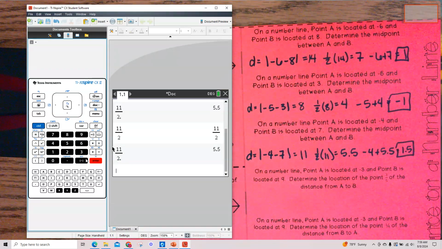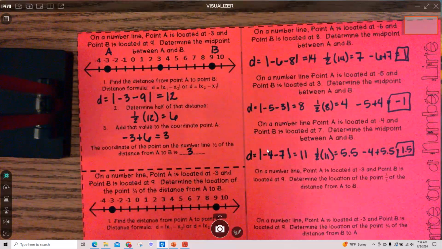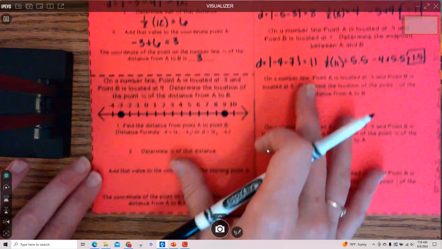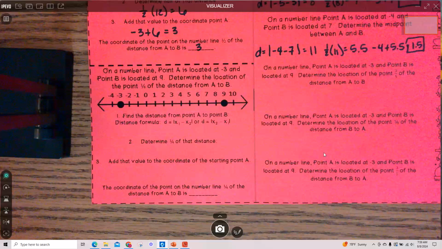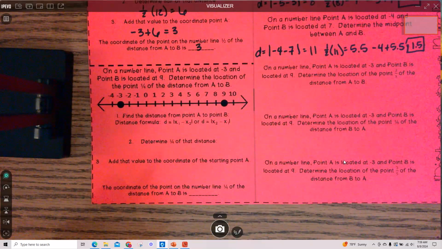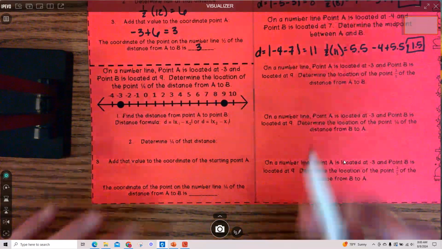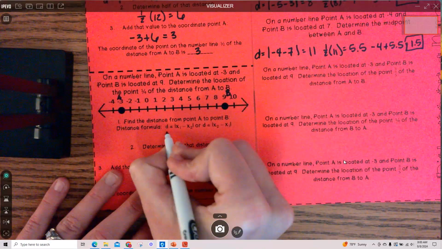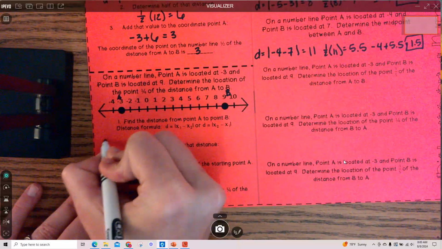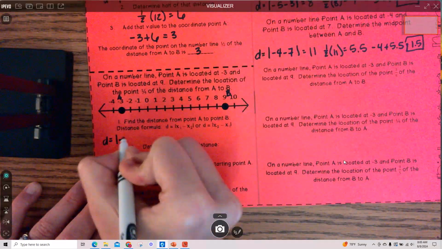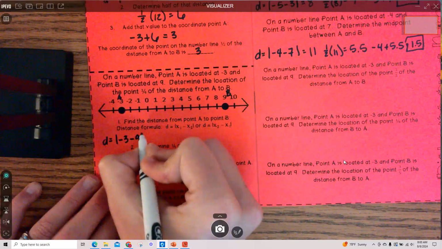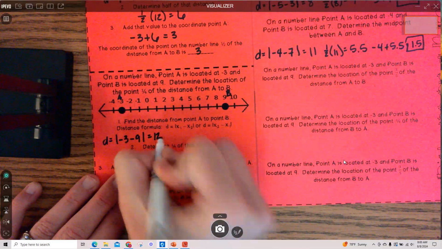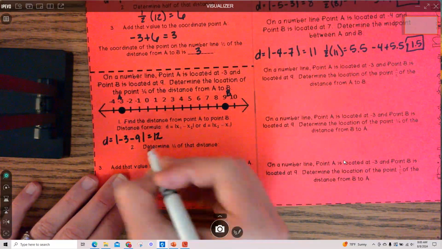Okay. All right. Now, so that's just midpoint. Now we're going to do fractional distances. So on a number line, point A is located at -3 and point B is located at 9. Determine the location of the point a fourth of the distance from A to B. Okay, so here's A, here's B. First, we're going to find the distance. Same thing that we've been doing. So -3 minus 9. And we've already done that. That's 12. Now we determine a fourth of that distance.